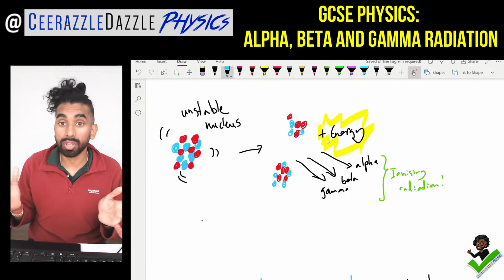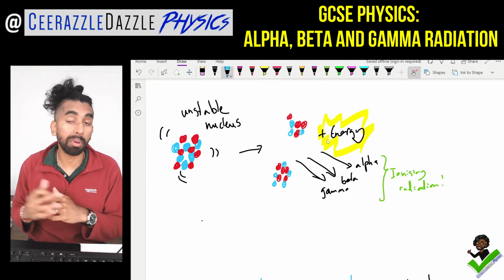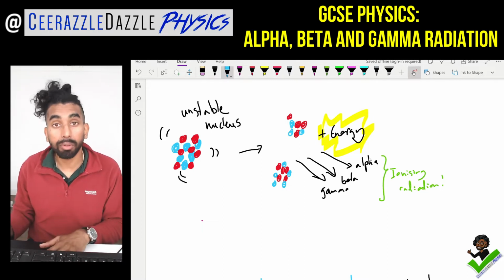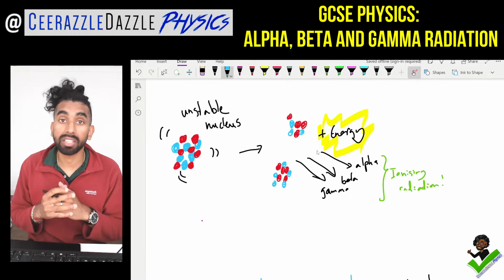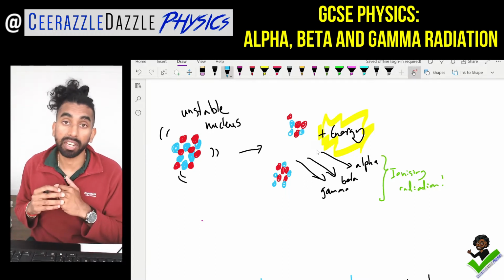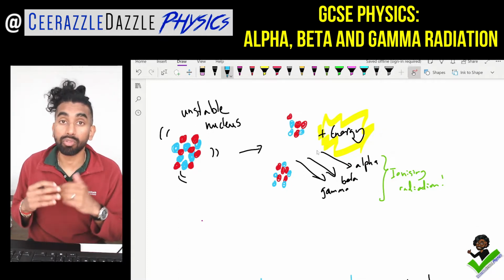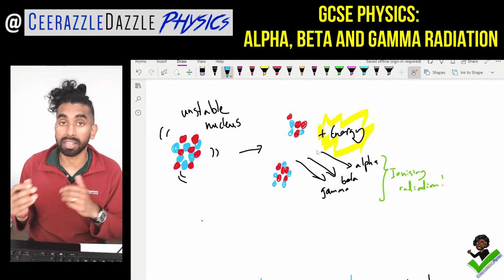And you can also get alpha, beta, or gamma being released. You can get a combination of these or just one of them. These are forms of ionizing radiation, guys. And ionizing means it has an ability to rip off electrons from neighboring atoms.